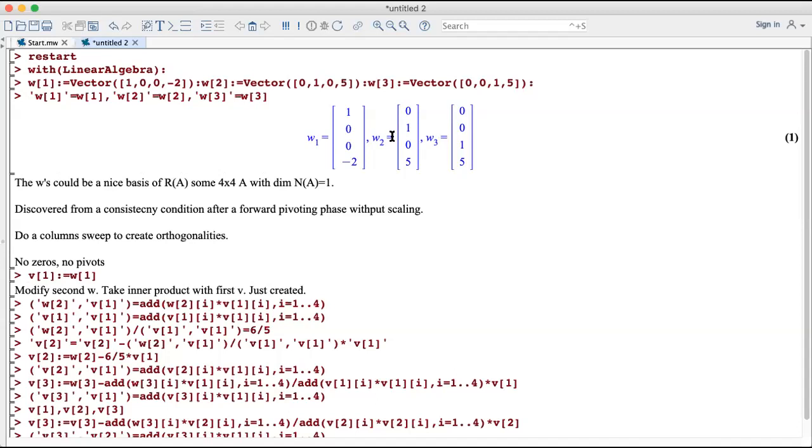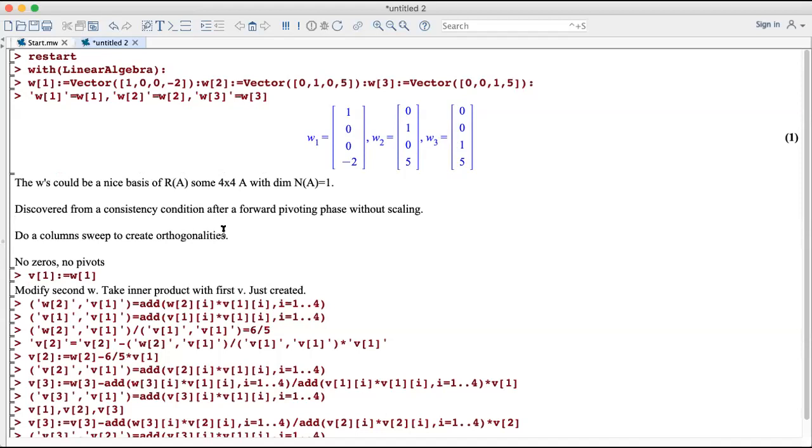Okay, so these W's are in the form 1, 0, 0, 0, 1, 0, 0, 0, 1, and then something here. The W's could be a nice basis of the range of A for some 4x4 A with dimension of the null space equal to 1. Discovered from consistency conditions, in this case after a forward pivoting phase without scaling.